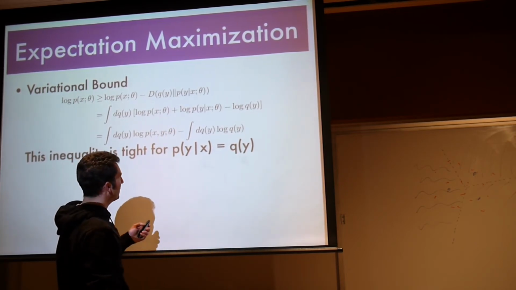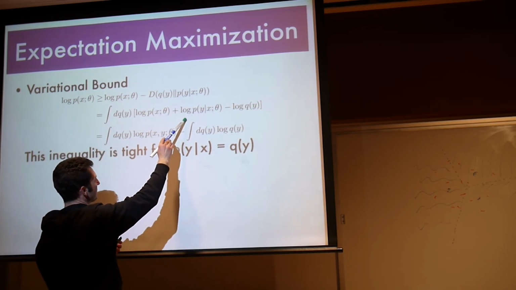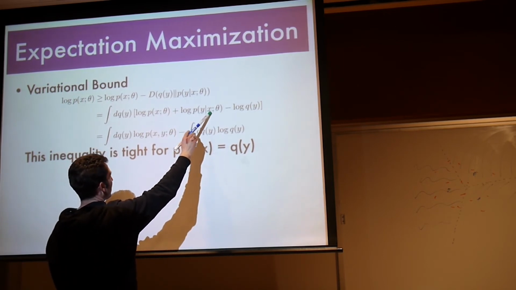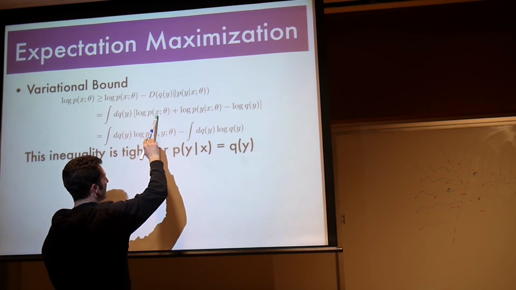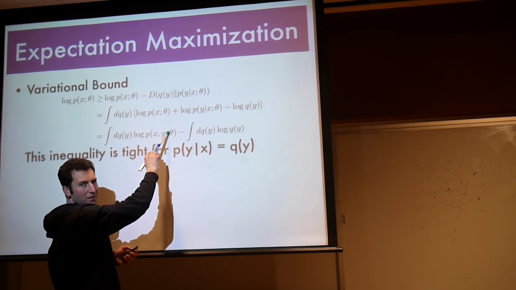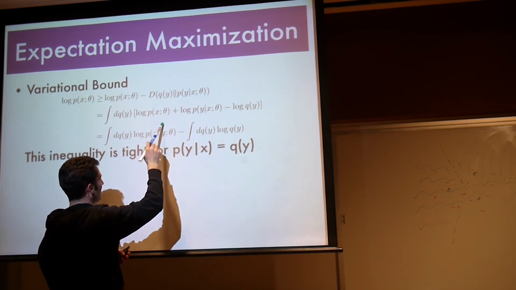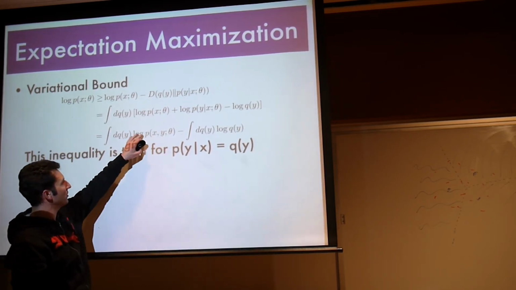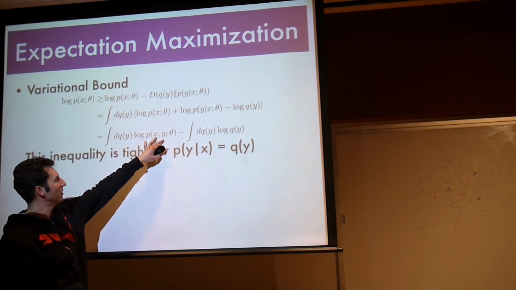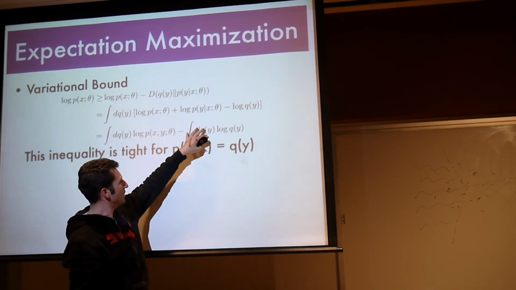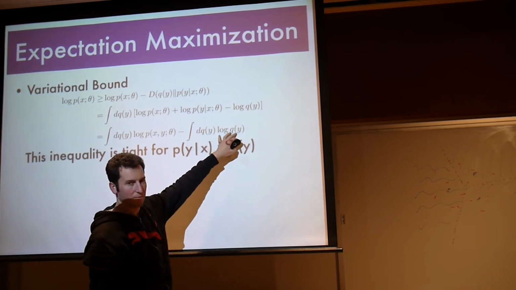Now, the next step is also really just plugging in definitions. Because p of y given x times p of x is just p of x and y. And since I have the log, the sum of the two logs, I can just pull that in and have the log of p of x and y. And the last thing that I do is I just chunk off that last q-dependent term.